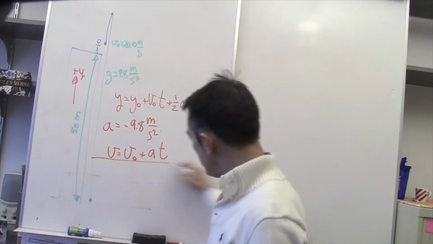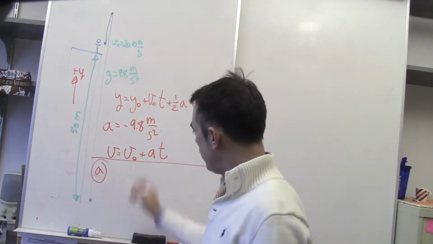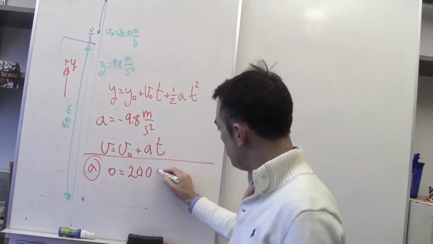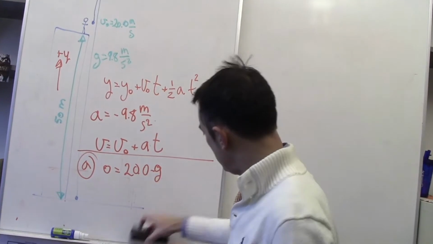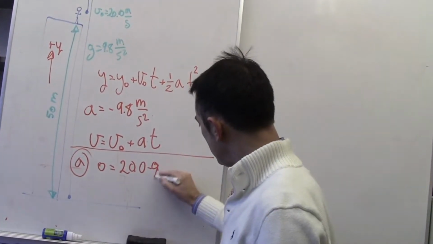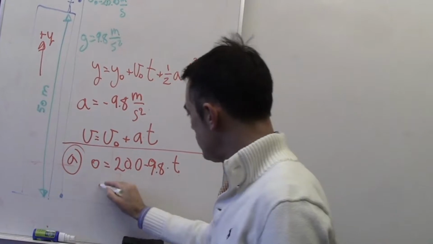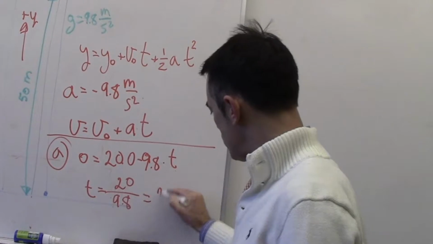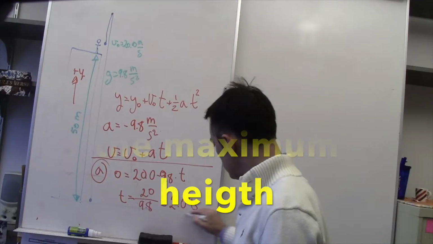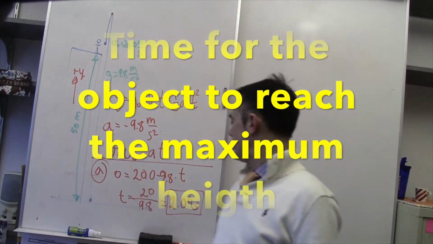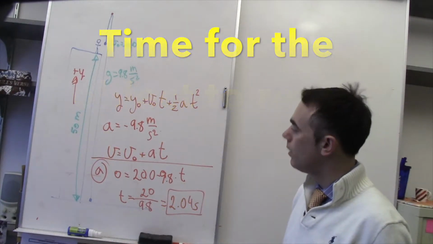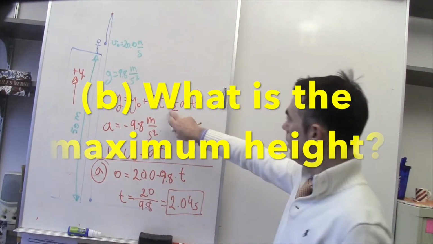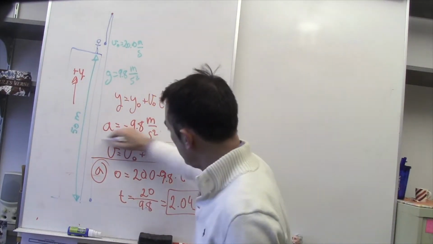So I will use this expression for v, and this will be 0 equal to 20.0 minus 9.8 t. So t is equal to 20 divided by 9.8, which is 2.04 seconds. So I know that the ball needs 2.04 seconds to reach the top. The second question was, what's this height? Well, I will use this expression here.